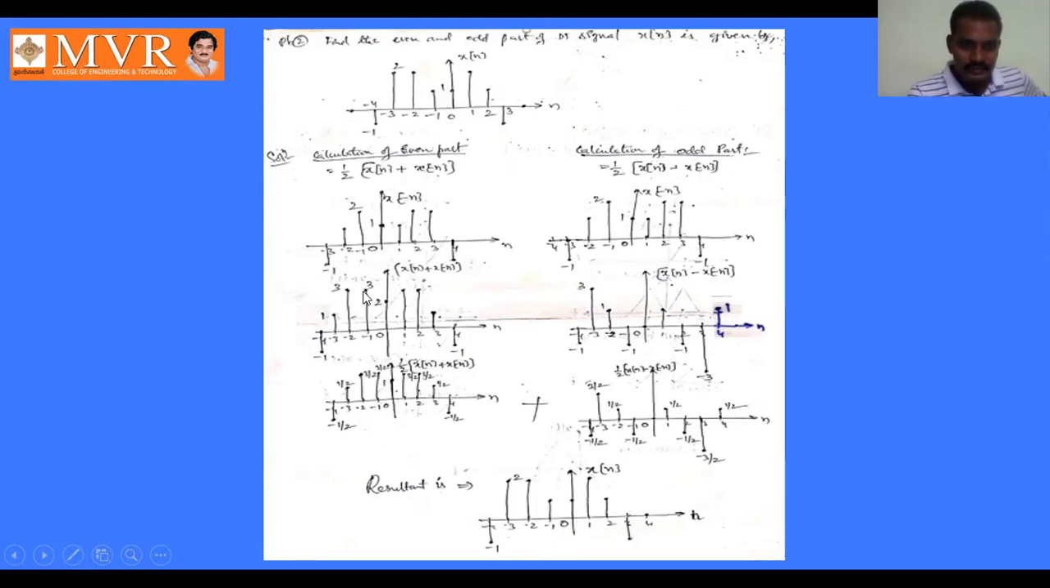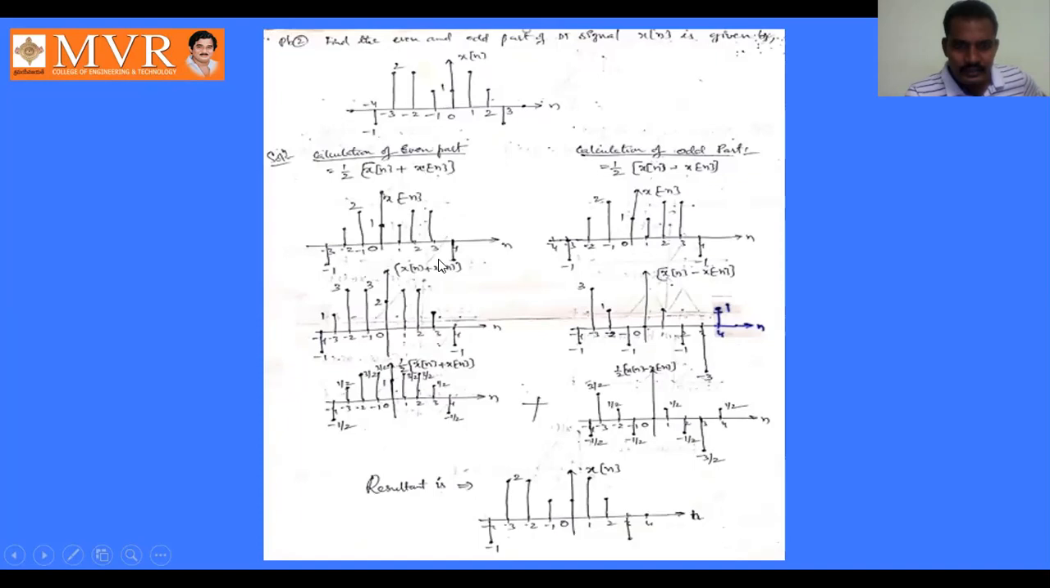2 plus 1 plus 3. At 0 the values are 1 and 1, 1 plus 1 is 2. At 1 the values are 2 and 1, 2 plus 1 is 3. At 2 the values are 1 and 2, 2 plus 1 is 3. At 3 the values are minus 1 and 2, and 2 minus 1 is 2.